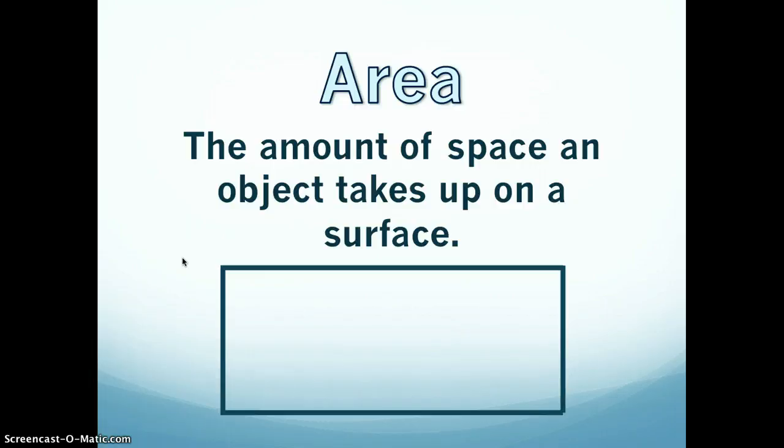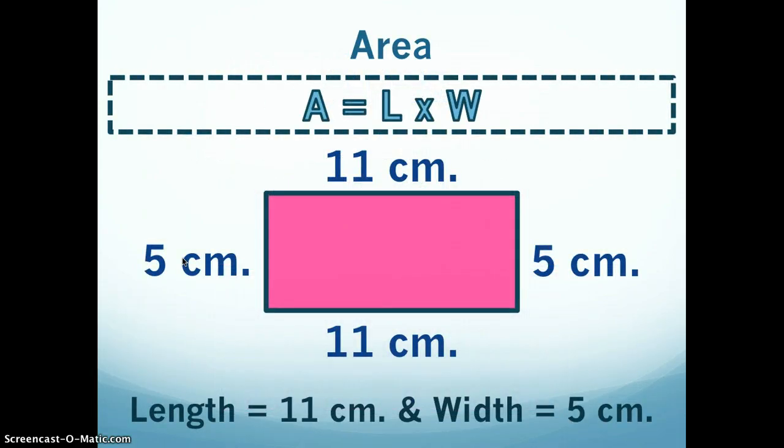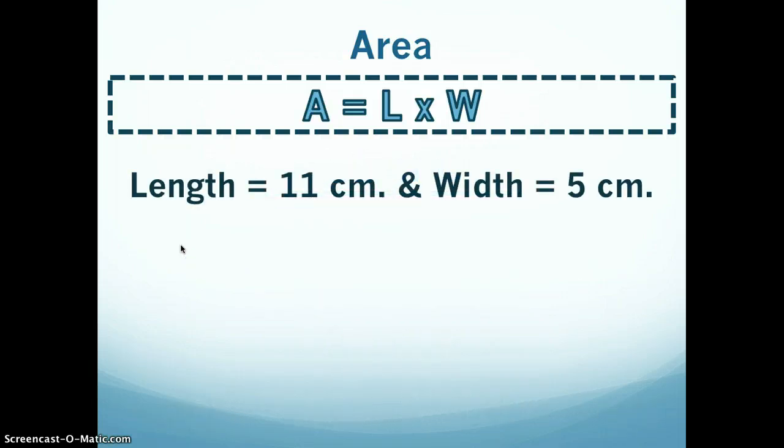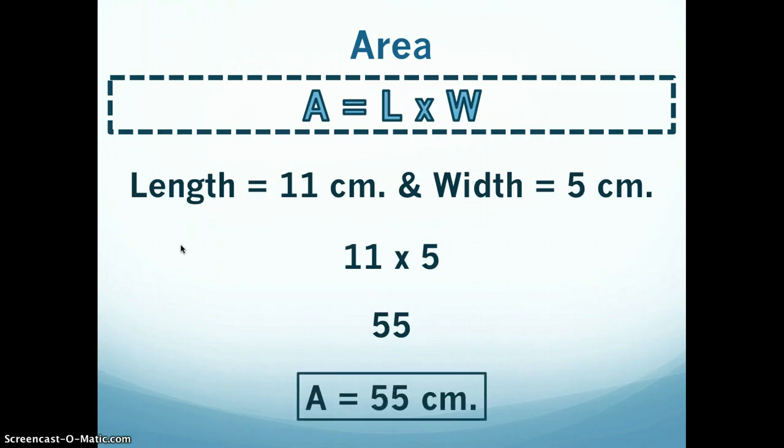Now area is the amount of space an object takes up on a surface, or the area inside of the fence. To find the area, you follow a very simple formula. A equals L times W, or area equals length times width. So if you take this exact same rectangle, you take the length times the width, 11 times 5, you end up with a final area of 55 centimeters.